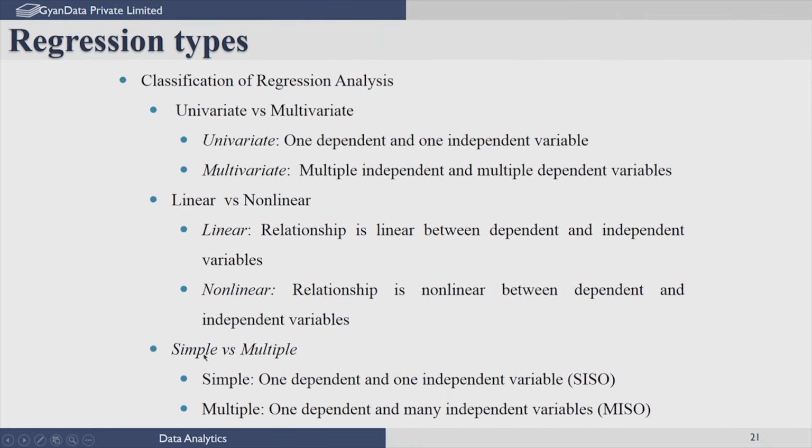We could also classify regression as simple versus multiple. Simple regression is the case of a single dependent and single independent variable, also called the SISO system, and multiple linear regression is the case when we have one dependent variable and many independent variables, or what is called the MISO case, multiple input single output. So, these are various ways of denoting the regression problem. We will always look at the simplest problem to start with, which is the simple linear regression, which consists of only one independent, one dependent variable, and analyze it thoroughly.